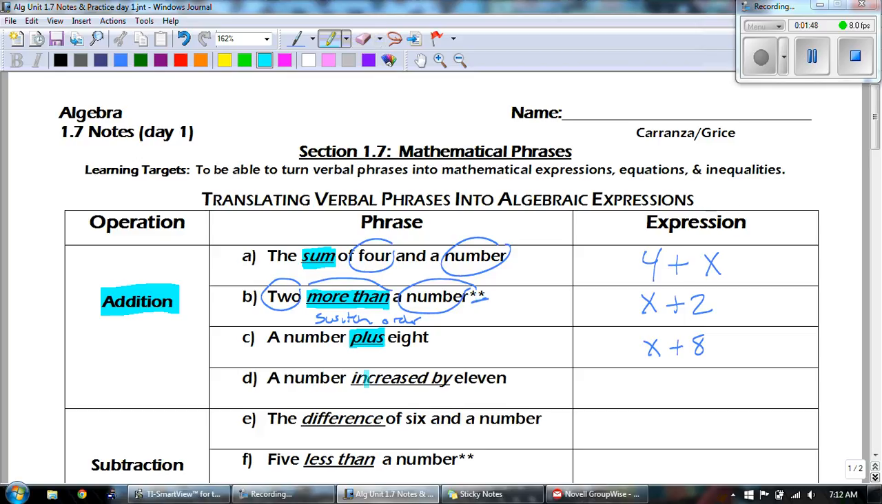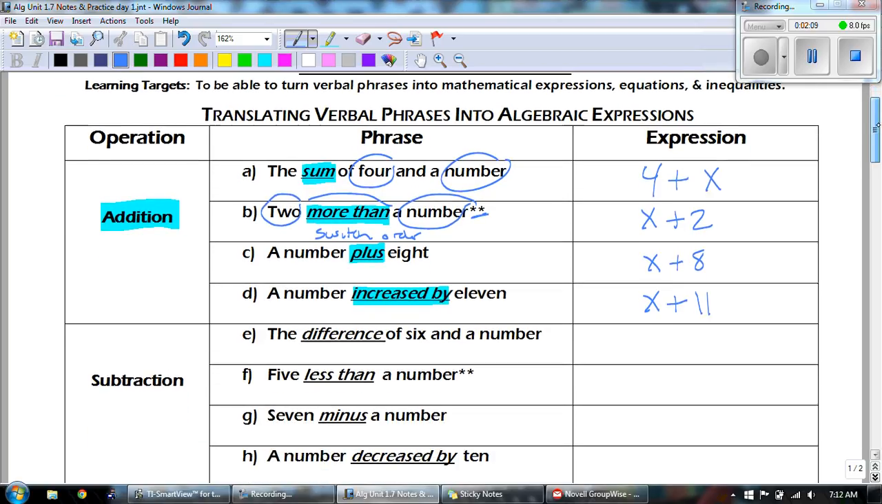And the last word that you're going to see a lot would be increased by. Increased by is another one that means plus. So you look to see what's first. Well, the number is first, and then 11. So a number increased by 11. Okay, those are all the words for addition.